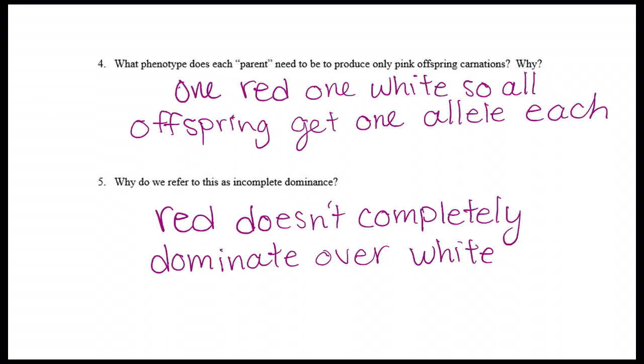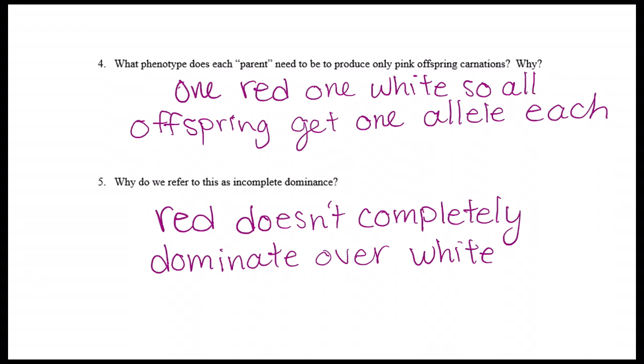Why do we refer to this as incomplete dominance? Because red does not completely dominate over white. It mixes together to produce a pink. So this is incomplete dominance. This is incomplete because in complete dominance, that's a little bit confusing wording wise, the red would be completely dominant if both alleles were present. So we would never get pink.